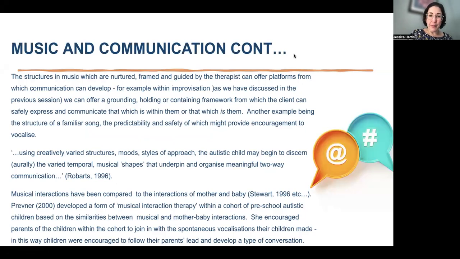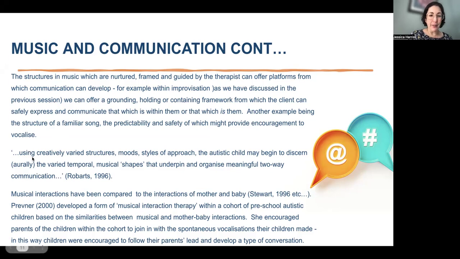So the structures in music, which are nurtured, framed, and guided by the therapist, can offer platforms from which communication can develop. For example, with improvisation, as we saw in the previous session, we can offer a grounding, holding, or containing framework from which the client can safely express and communicate that which is within them or that which is them. Another example is the structure of a familiar song, the predictability and safety of which might provide encouragement to vocalize. That familiarity and structure might really prompt us to vocalize and to engage in our own interpretation of the song.